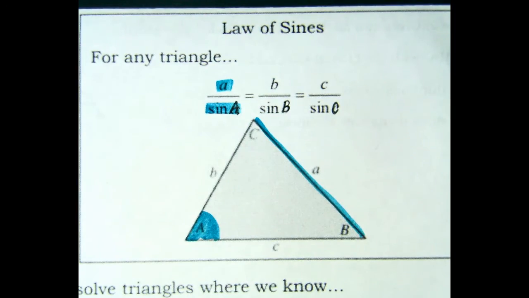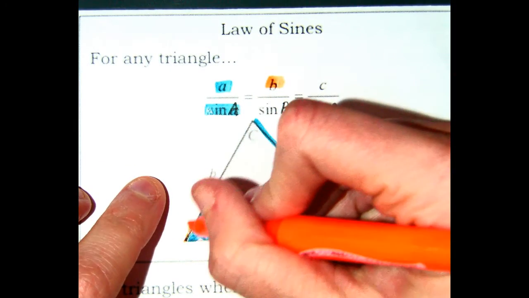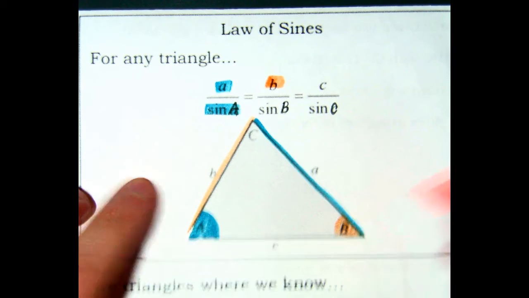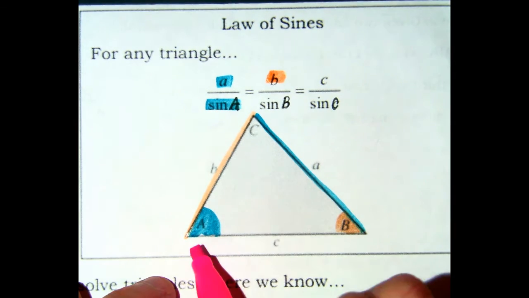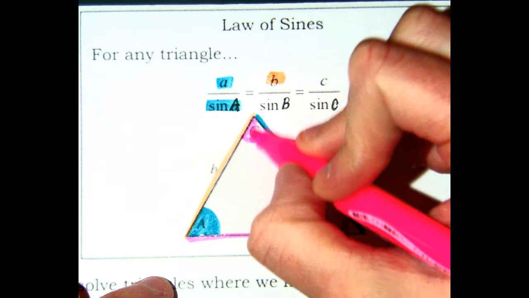So those go together. Then this side length B over the sine of its opposite angle, and the side length C, which corresponds with the sine of C and its opposite angle.